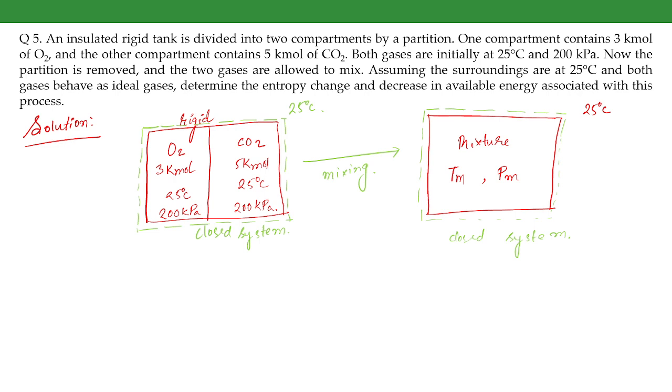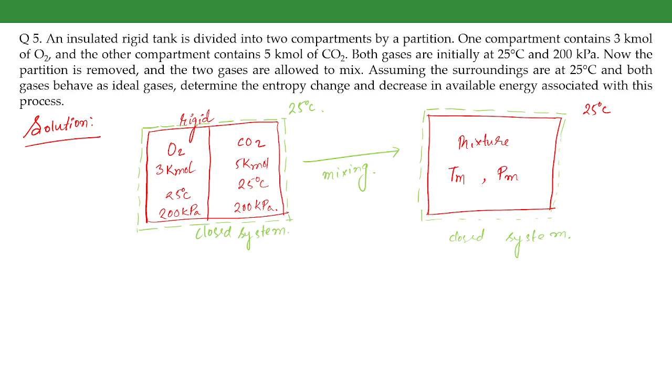Okay, now what is the analysis here? See, since both the gases are at 25 degrees Celsius and 200 kilopascal, that is, they are at the same temperature and pressure, and we are assuming that there is no heat transfer from this system. Okay, since it is a rigid body, and we are assuming that while the partition is removed, there is very minimal work done on the system. And for a rigid system, there will be no other displacement work.